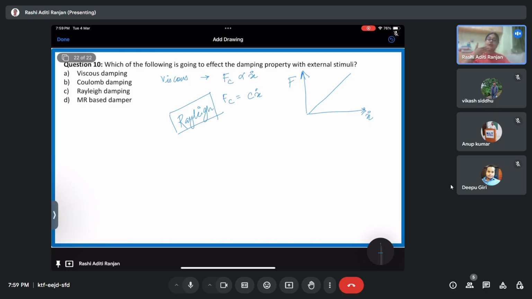So you see here there is a linear variation. Does it get affected by external stimuli? No, it is not going to get affected by external stimuli. It purely depends upon the material constant, the constant of proportionality, which is going to be the same for the same material. If you consider a material and keep changing the loading condition, the c is going to be the same. And x dot, the velocity, depends upon the velocity, but not upon any external stimuli. Okay, second, the Coulomb damping.